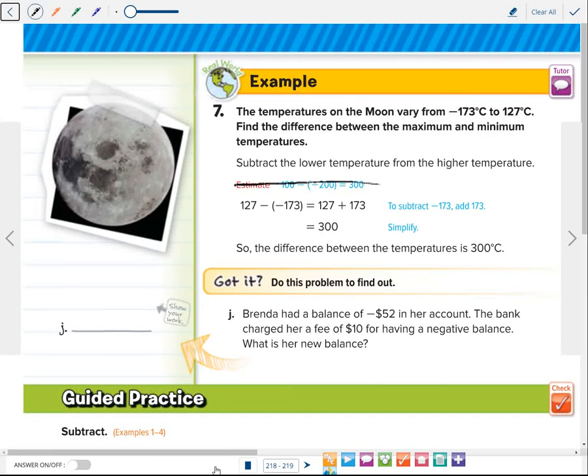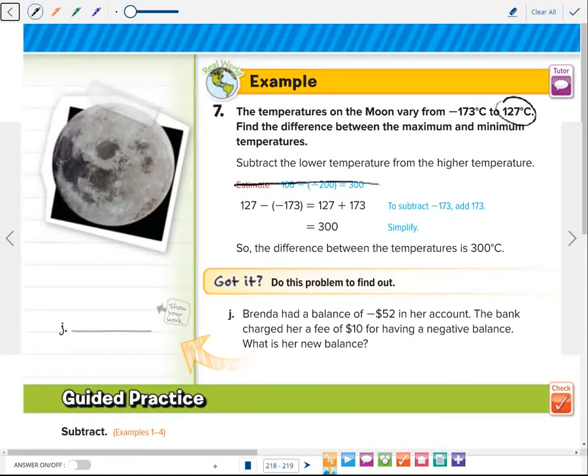So we have the top temperature of 127 degrees. We're going to subtract negative 173 Celsius from it. So it becomes 127 degrees minus negative 173 degrees, which comes out to be 300 degrees. Or sorry, just 300. That's the integer. So the difference between the temperatures is 300 degrees.